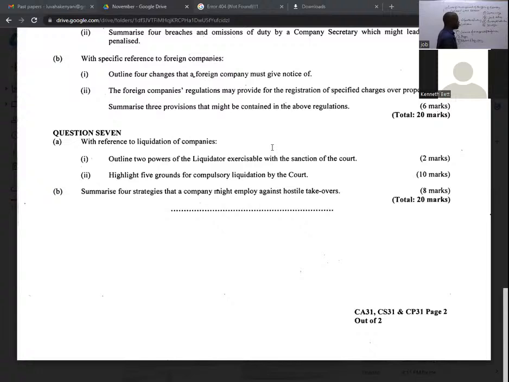Joint ventures, reverse merger, share capital reduction, demergers. Those are some of the other ways a company can restructure. On the advantages or reasons, we mentioned that companies would restructure to cut on costs. Cutting on costs is one of the major reasons why companies restructure. Another reason could be that they want to remain competitive in a particular industry.